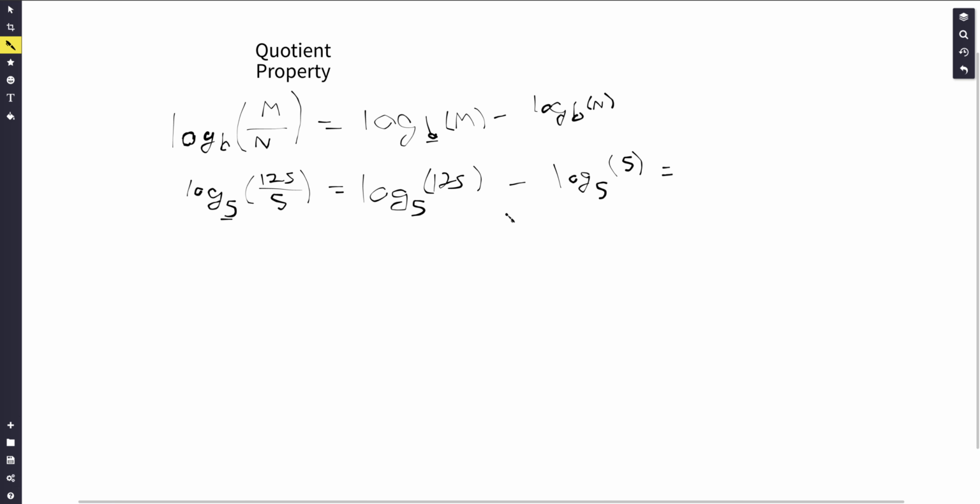So now we broke it up to solve a simpler logarithm that we could solve. So 5 to the power of what is equal to 125? And we know that's 3, because 5 multiplied 3 times gives us 125. And then 5 to the power of what is 5? So that's just 1. So our answer for this question would be 2. So that's the quotient property. And let's move on to the next one.